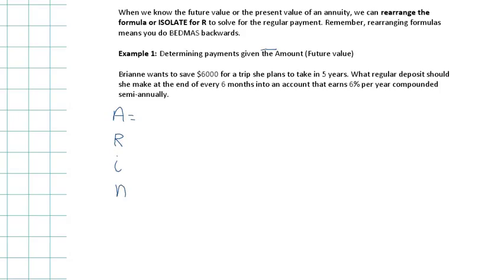Now, we know that the A is 6,000. Do I know what my regular payment is, or is that what I'm looking for? We're looking for that. What's I? It's 0.06 divided by 2, because it's semi-annual, right? And then what's N? It's 5 multiplied by 2, which is 10.